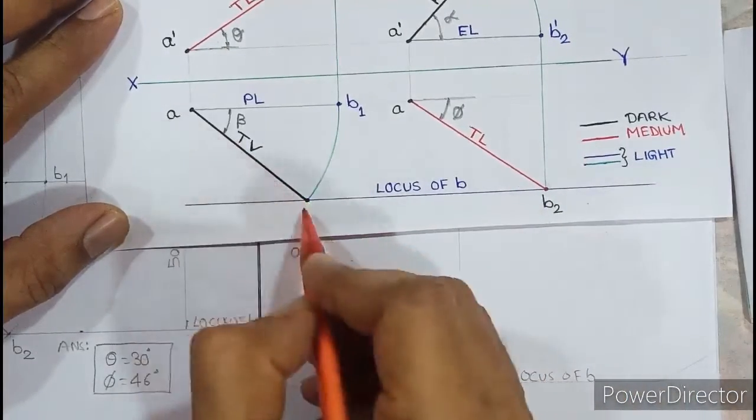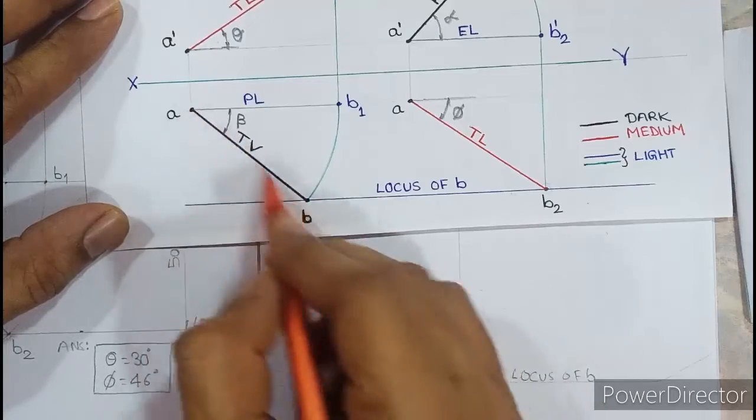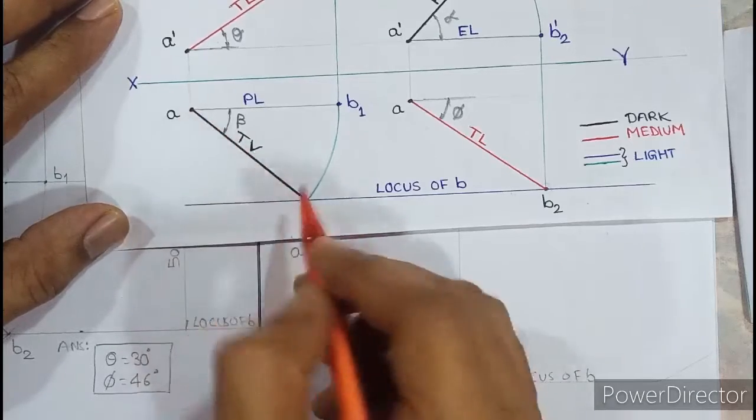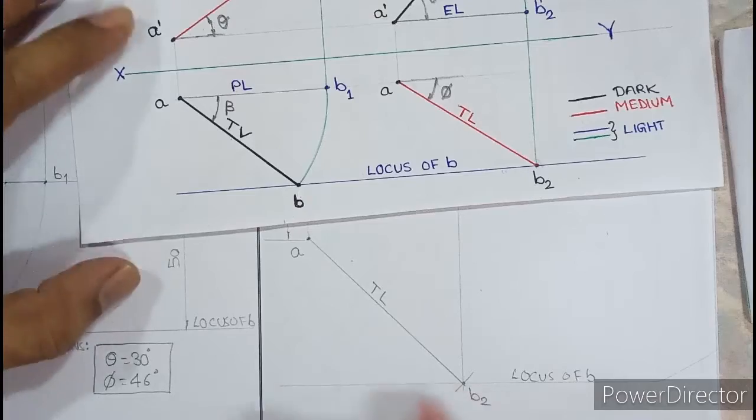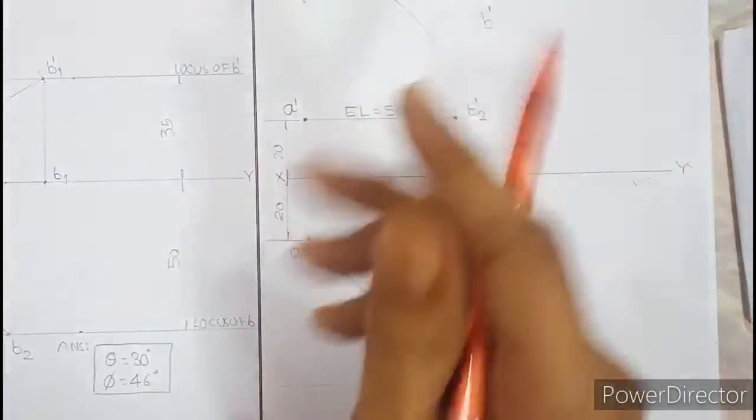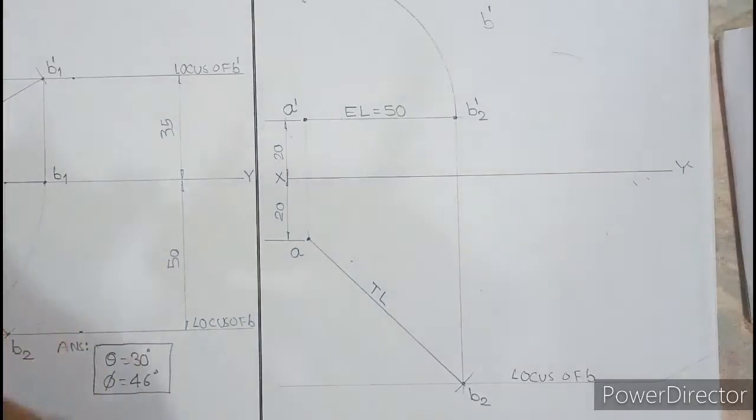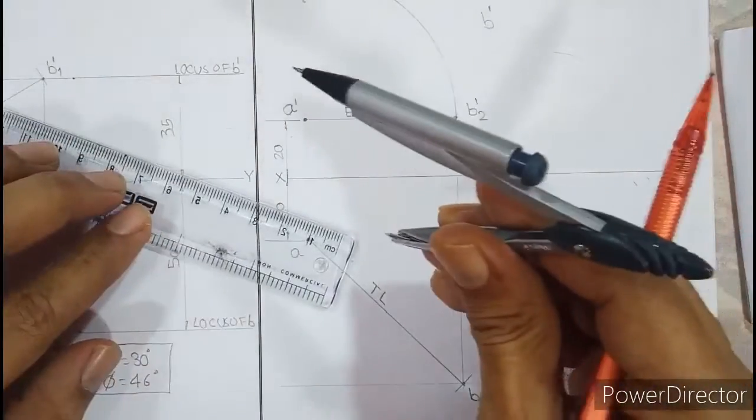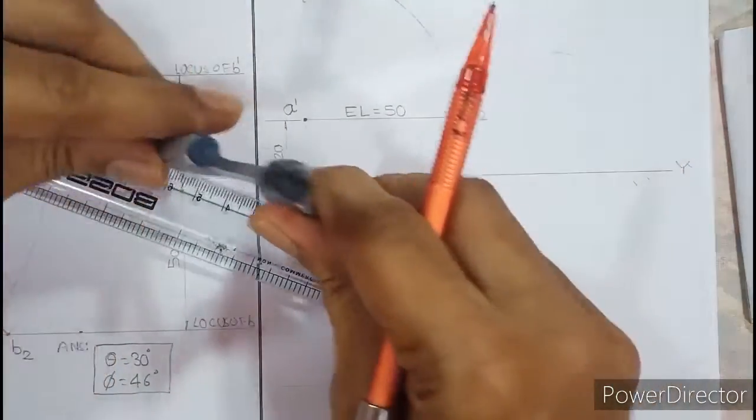So if I join A with B, I'll get the top view. In the question they have given the top view length as 60. So B should lie somewhere on this locus, and when you join A with B, we'll get the top view. So the top view is given as 60. So in a compass, we will set 60.